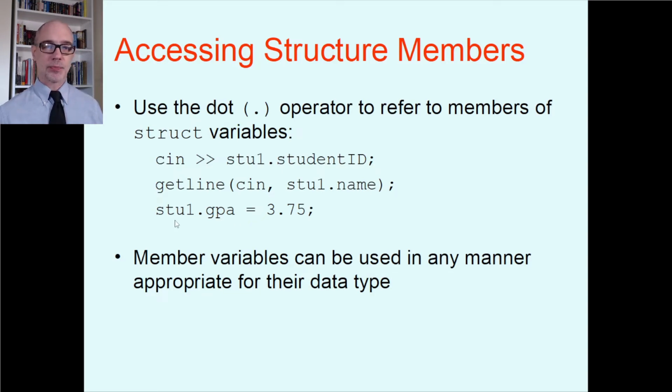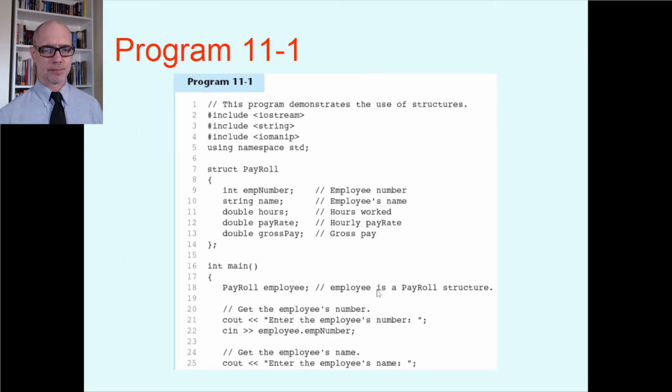So in each case, we've named the structure variable, dot, and then what member you want. So you're kind of digging into more detail after the dot. And we've cin'd into one field, and we've getline'd one, and we've assigned one. And again, they're just normal variables, so you can do whatever you want. Member variables can be used in any manner appropriate for their data type. So integers, strings, floats, do whatever you want. You're going to see a lot of dots in your programming starting now.